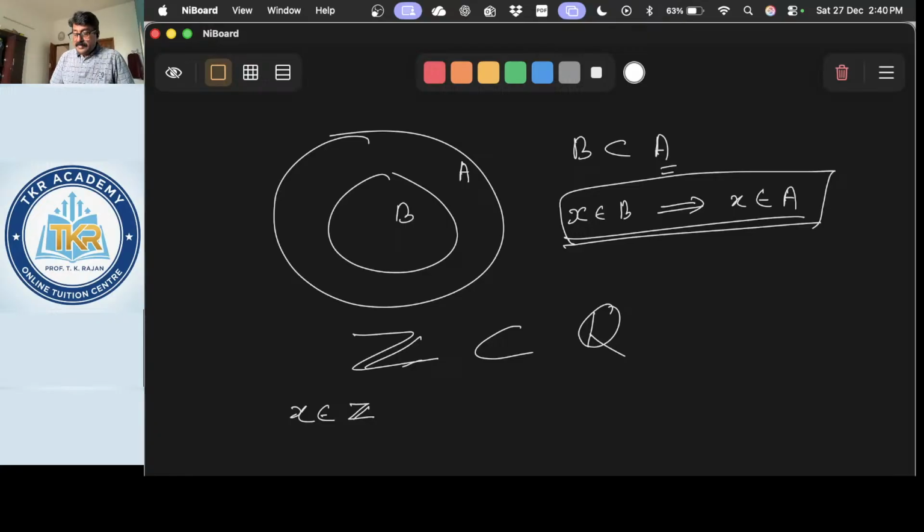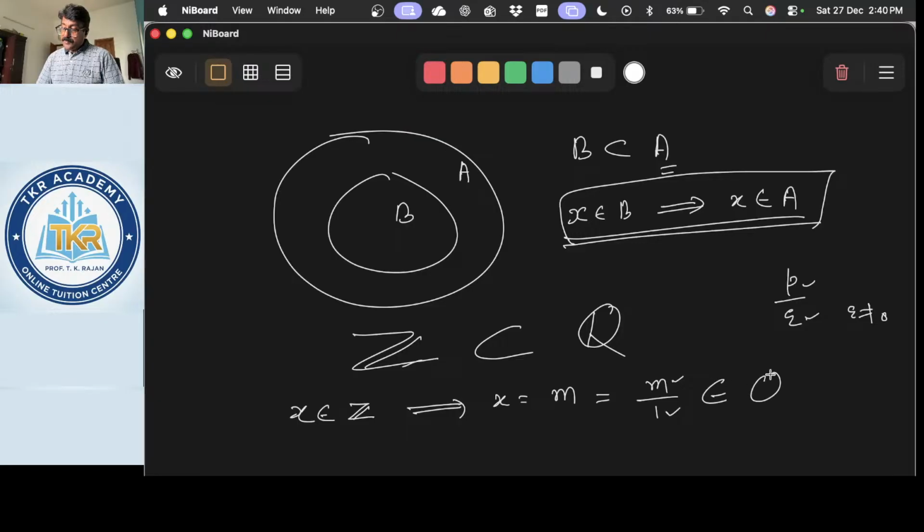x is in Z means x is an integer. So x is equal to some integer in the form m, where m is an integer, maybe -3, 2, 5, like that. x is equal to m. Then that x you can write as m by 1. Then m by 1 is of the form p by q, where p and q are integers, q not equal to 0. Therefore, this is a rational number, m by 1. It is in Q.